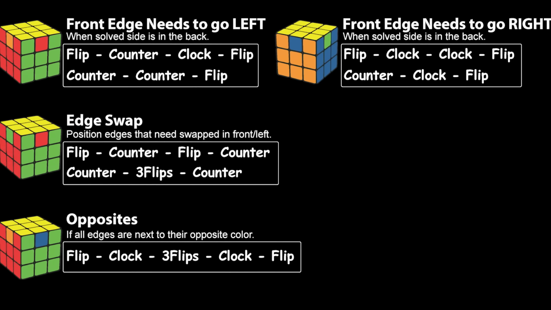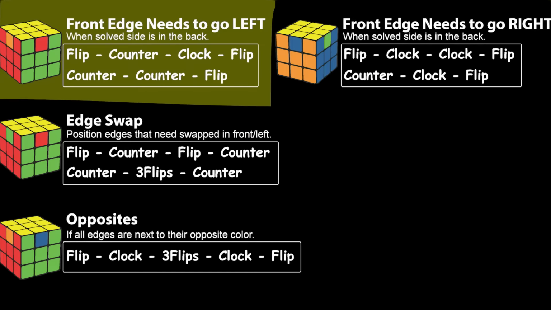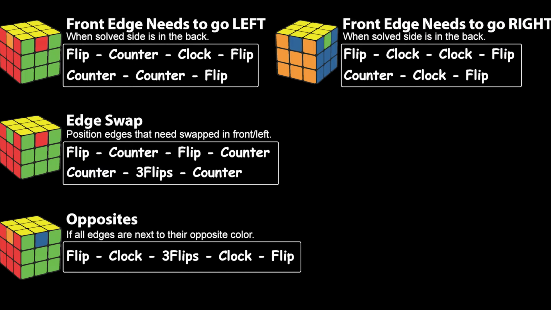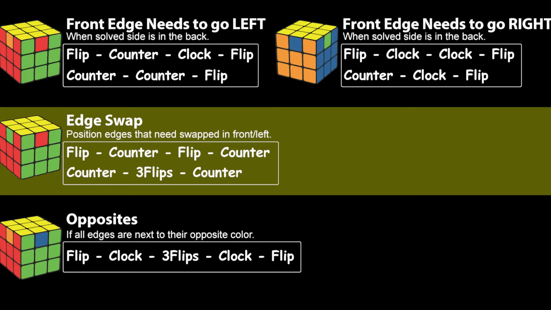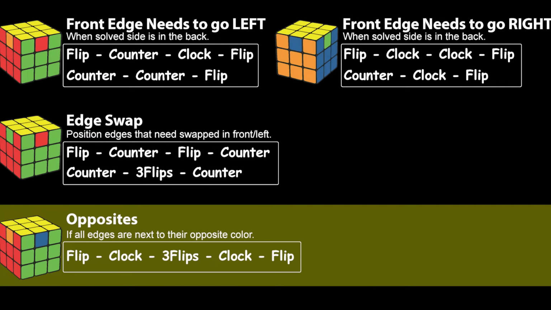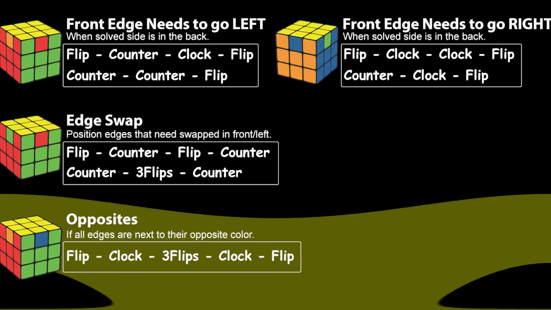Now that you have the pattern memorized, we can apply it to these scenarios and solutions. This move will rotate all edges to the left by 1. This won't affect the back edge. This move will rotate all edges to the right by 1, and it will also not affect the back of the cube. This move will swap 2 edges that you want to switch places with each other. You just put the edges you want swapped on the front left of the cube. This move is for when all of your edges are on the side of their opposite color.